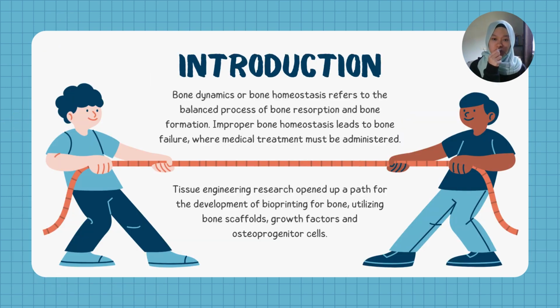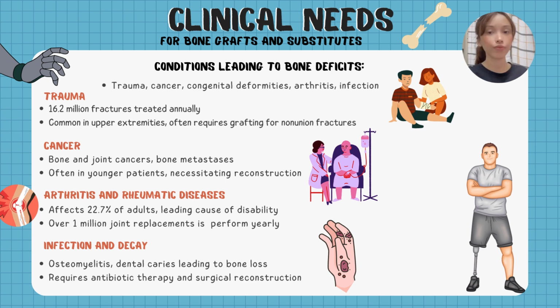So the bone dynamics or bone homeostasis refers to the balanced process of bone resorption and bone formation. Improper bone homeostasis leads to bone failure where medical treatment must be administered. So the tissue engineering research opened up a path for the development of bioprinting for bone, utilizing bone scaffolds, growth factors, and osteoprogenitor cells. Now, let's talk about the clinical needs for bone grafts and substitutes.